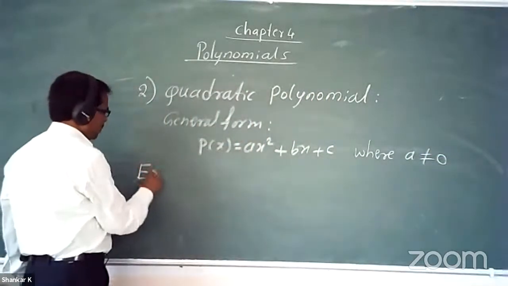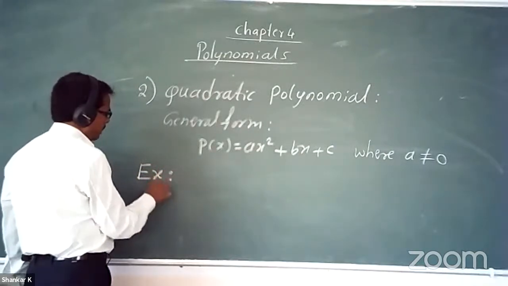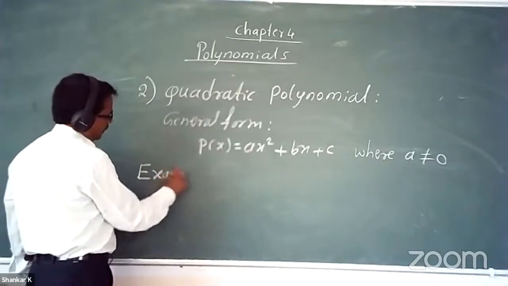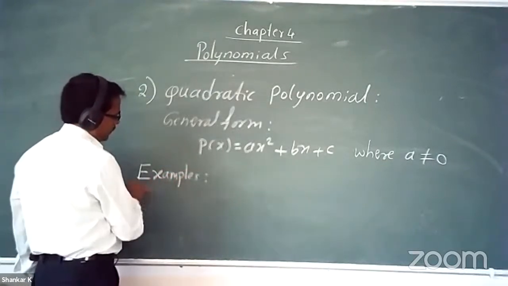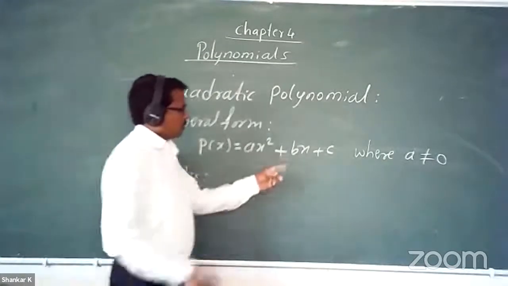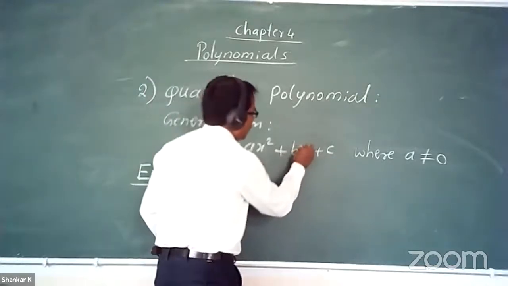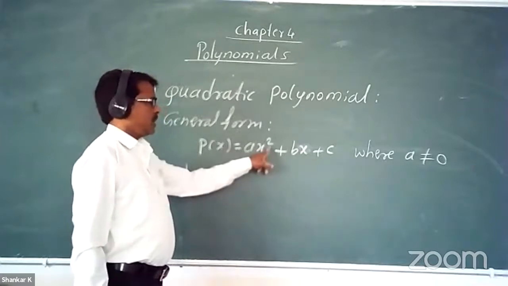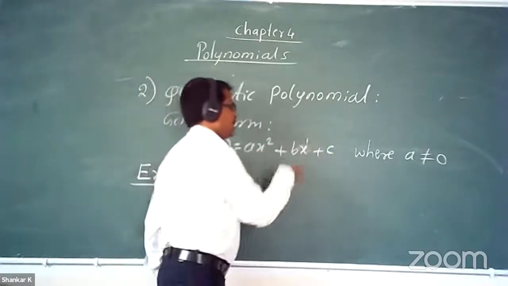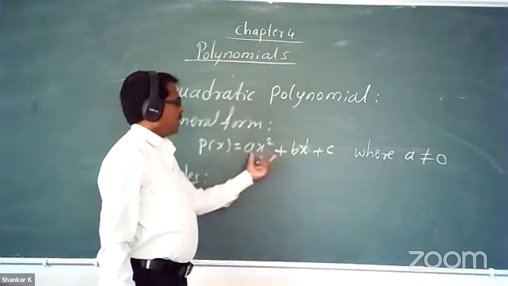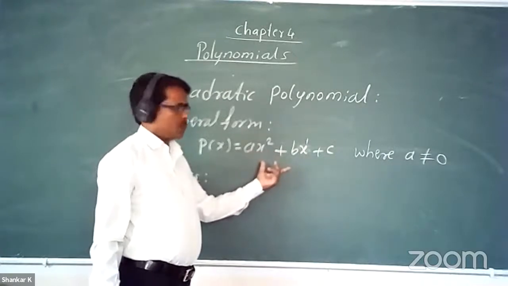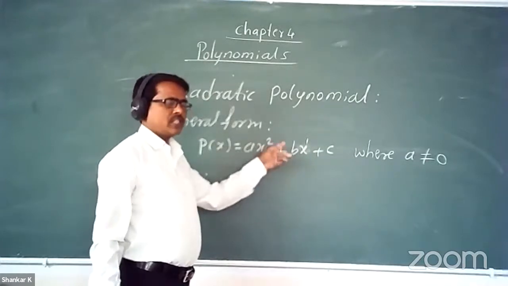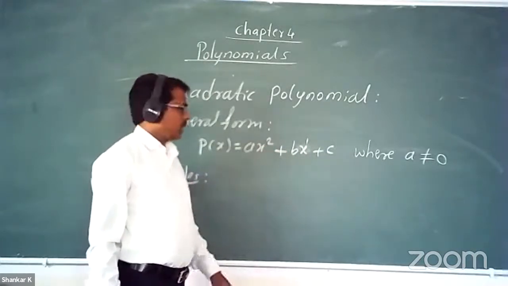Example. What is the meaning of this? Can anyone tell? Can you tell me? A polynomial of degree 2 is called a quadratic polynomial. Yes, where the highest exponent is 2. Its exponent is 1. Highest power of the variable is 2. So its degree is 2. First point is it is a polynomial, its degree is 2. So you said the correct answer.